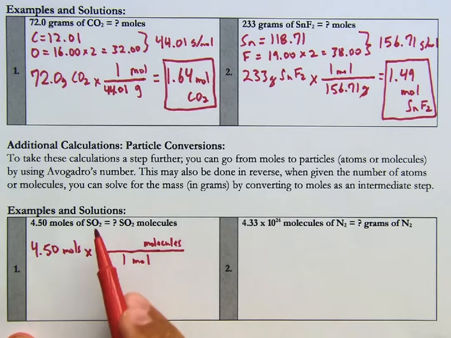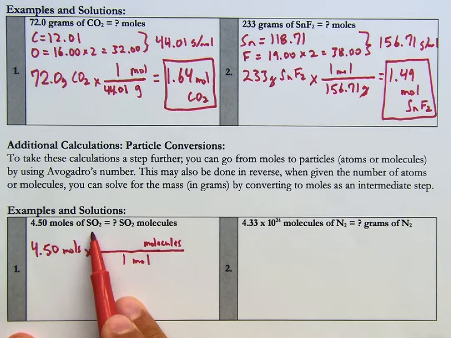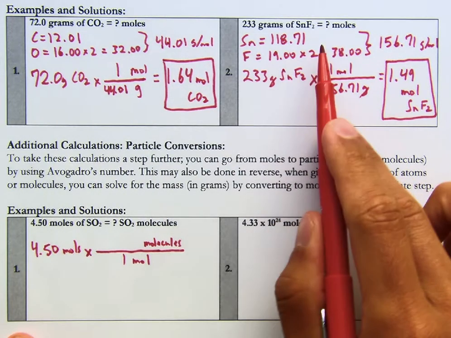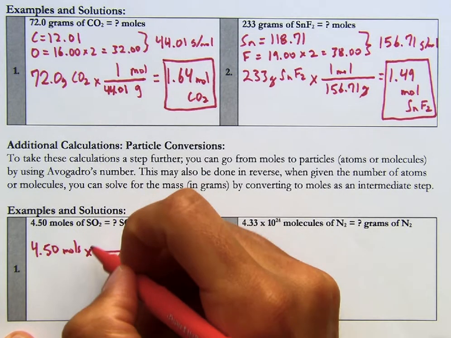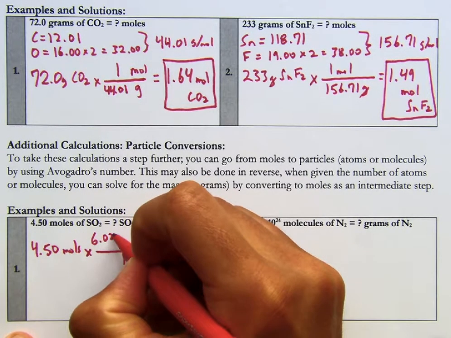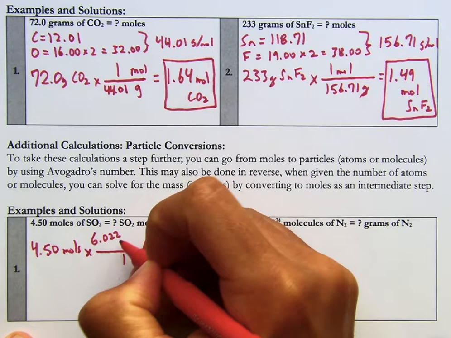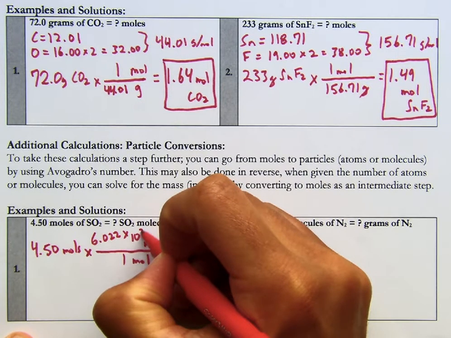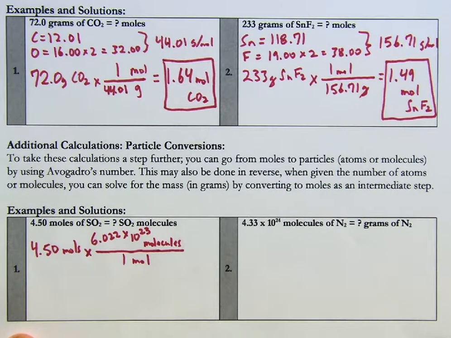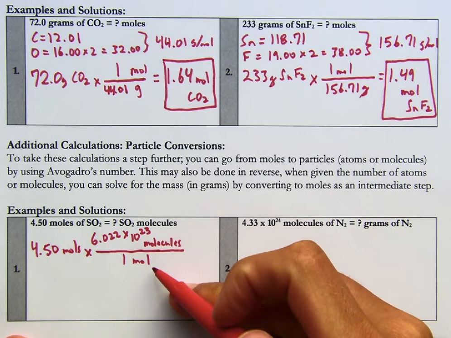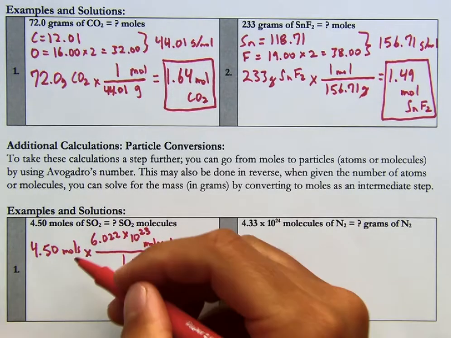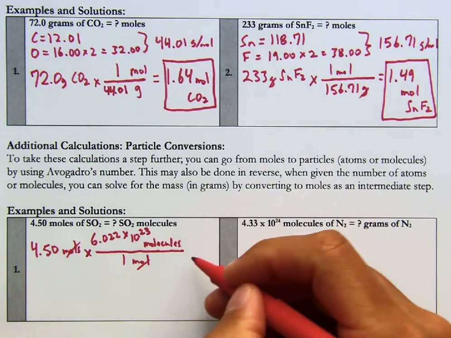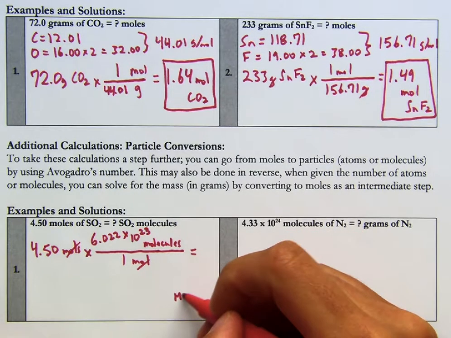And it doesn't matter if you have a mole of SO2 or a mole of CO2 or a mole of SnF4. It doesn't matter. That's why we didn't have to calculate the molar mass. If you have a mole of something, you have 6.022 times 10 to the 23rd power. That's Avogadro's number. That's how many molecules are in a mole. This is 4.5 moles, so you're taking 4.5 times that number. Units of mole will cancel, and you'll be left with your answer in molecules.